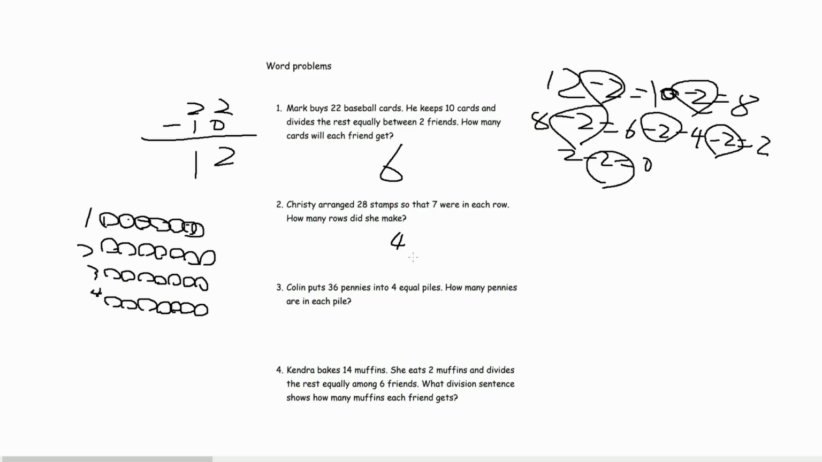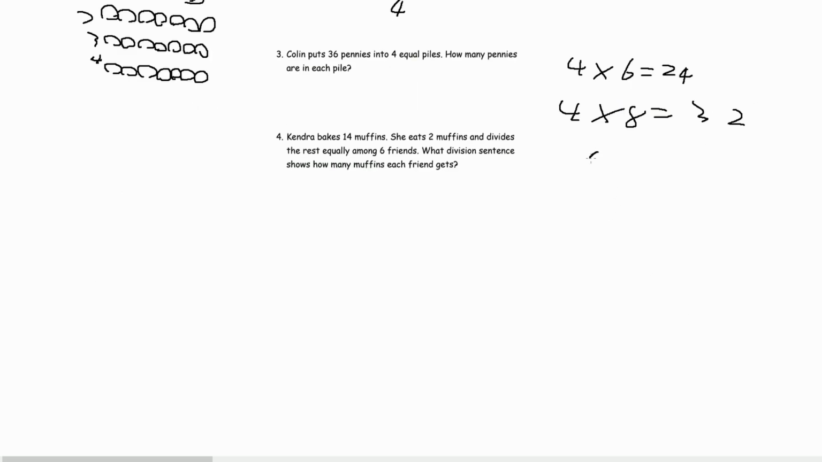Colin puts 36 pennies into 4 equal piles. How many pennies are in each pile? So let's use subtraction again. Actually, let's use multiplication. Let's guess that 4 times 6 would be close to 36. That is 24. And that's somewhat close. Let's try 8. 4 times 8 is 32. That's very close, so let's try 9. 4 times 9 is 36. So it is 36, and we multiplied by 9. So 9 pennies are in each pile.